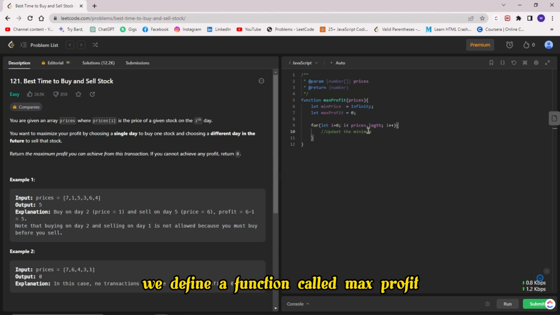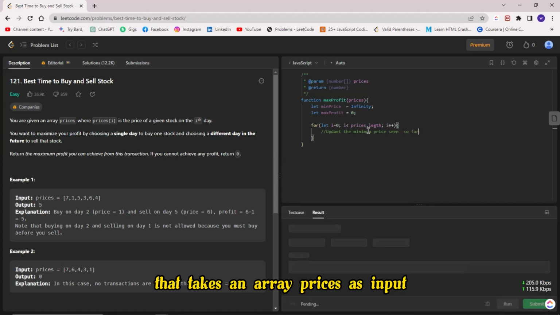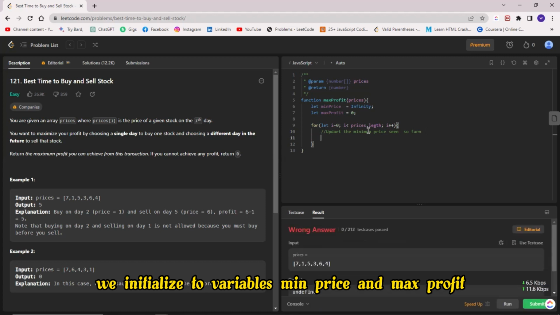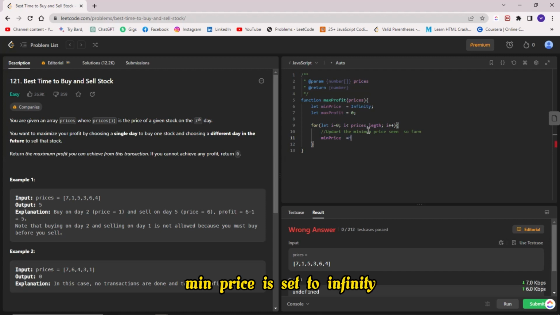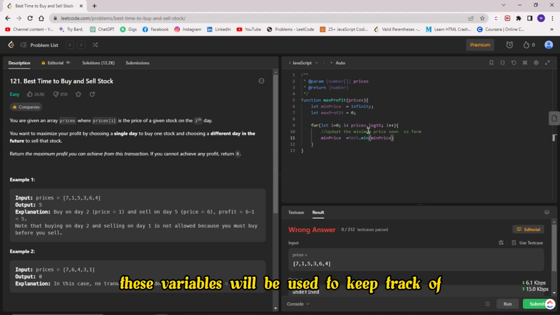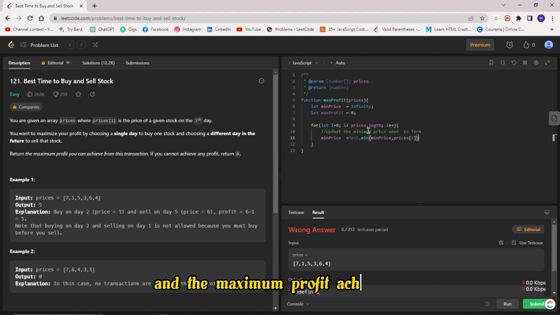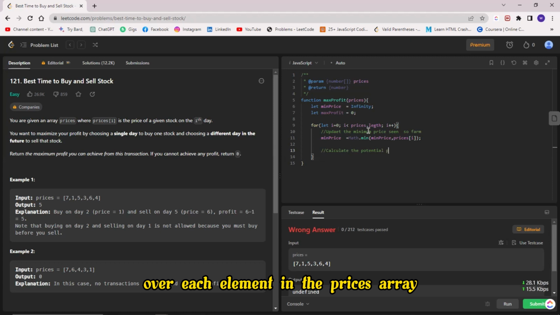We define a function called maxProfit that takes an array prices as input. We initialize two variables, minPrice and maxProfit. minPrice is set to infinity, and maxProfit is set to zero. These variables will be used to keep track of the minimum price seen so far and the maximum profit achievable, respectively. We use a for loop to iterate over each element in the prices array.